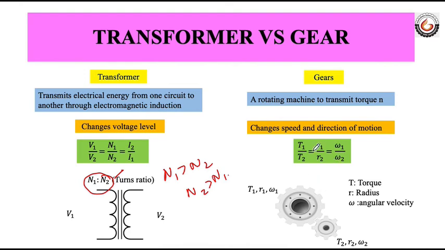Similarly, in the mechanical system I have torques on both sides, related by torque T1 equals T2 times the radius ratio R1 by R2, and inversely related to angular velocity. So these are again equivalent elements: the transformer in the electrical domain and the gear in the mechanical domain.